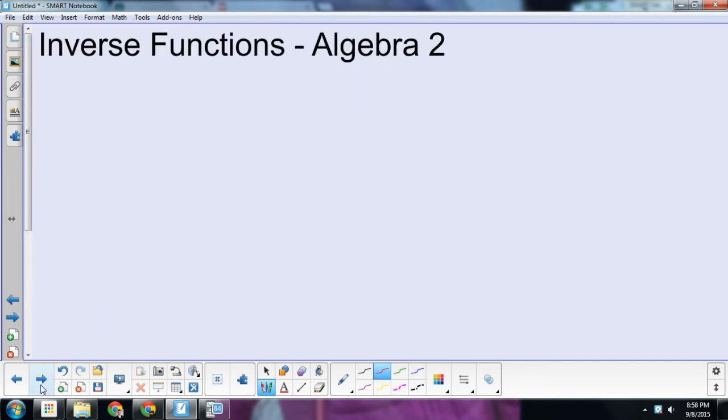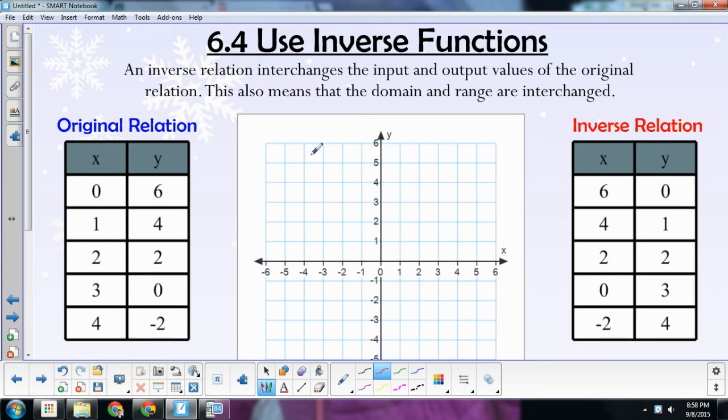Now, the next thing that you look at in this lesson is the idea of inverses. Inverse functions is something we learned originally in Algebra 2, so I'm going to pull up a couple of old Algebra 2 slides to review how this works. An inverse relation interchanges the input and the output values of the original relation, which means the domain and the range are interchanged.